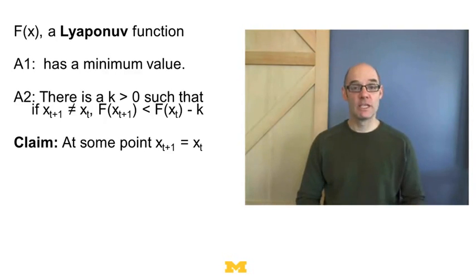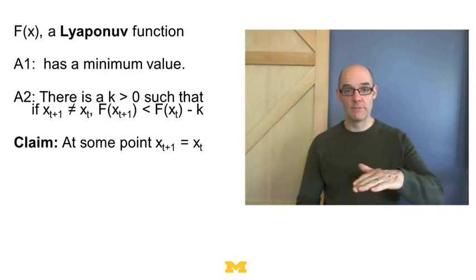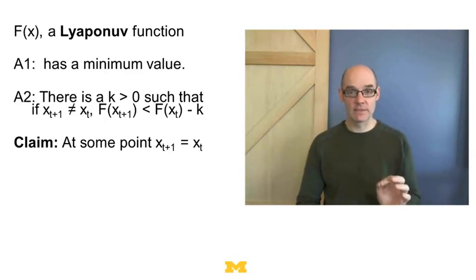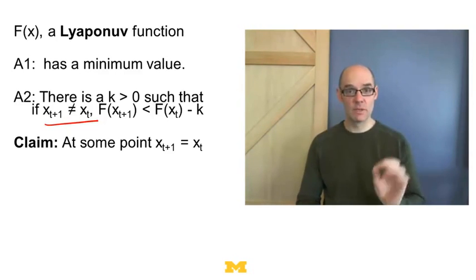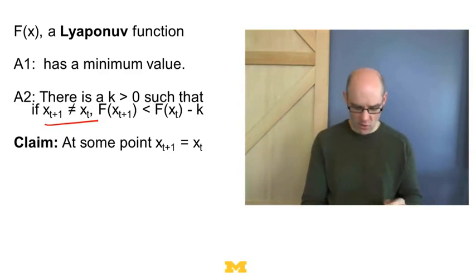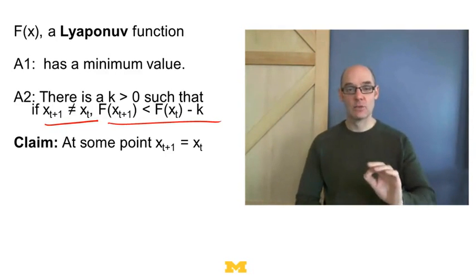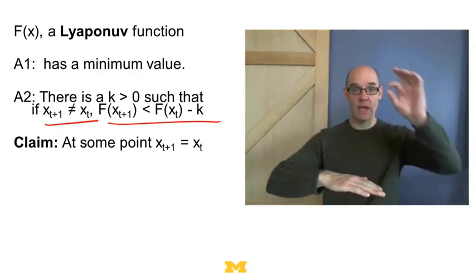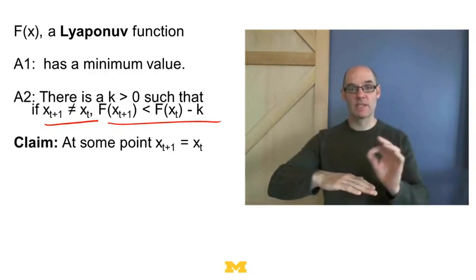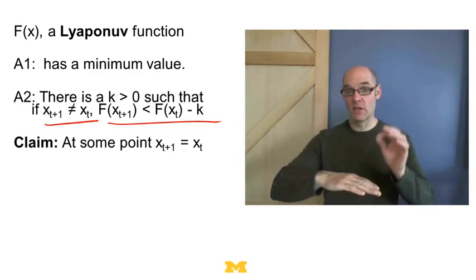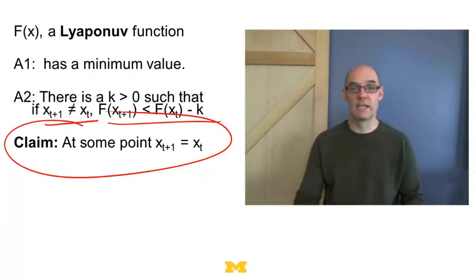A Lyapunov function is a function f that has a minimum value. We're going to do the minimum case here. And then there's another assumption that it satisfies. If the process moves, if it's not in an equilibrium, then the value of f falls by some amount k, some amount at least k. So what you've got is a process that's got a minimum value, and if it's moving, if it's not in equilibrium, then it has to fall by at least k. So what that's going to mean is eventually you're either going to stop or you're going to hit the floor. And so what that means is you're going to get an equilibrium.